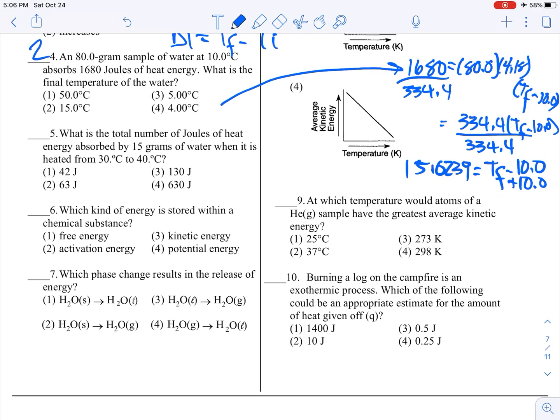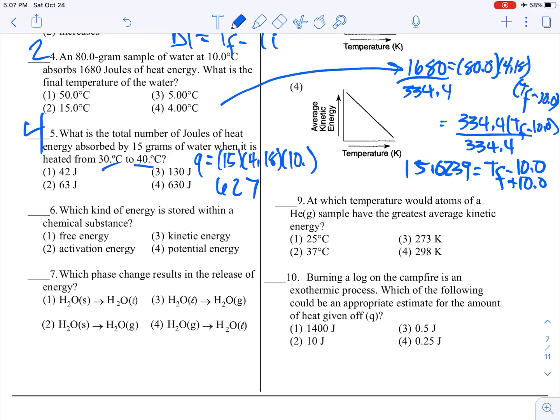What is the total number of joules of heat energy absorbed by 15 grams of water when it's heated from 30 to 40? So looking for joules, Q equals mass times specific heat, T final minus T initial, 10. So 15 times 4.18 times 10, 627. So 627 is not provided here, so I look for an answer that is super close, possibly rounded to 2 sig figs, which is choice 4.